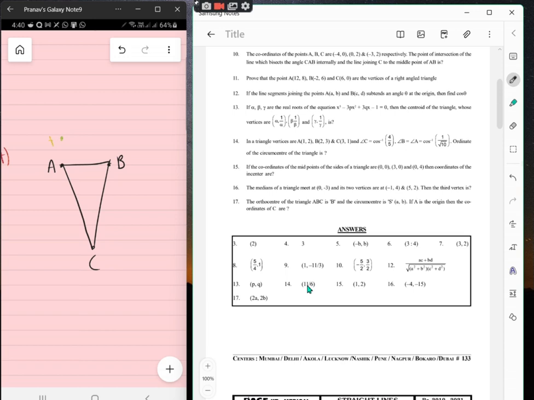And the ordinate of the circumcenter of the triangle. So the perpendicular bisector of this side. Let's just find this midpoint and connect it like that. What is the midpoint of A and B? Oh, it's 3 by 2 and 5 by 2.